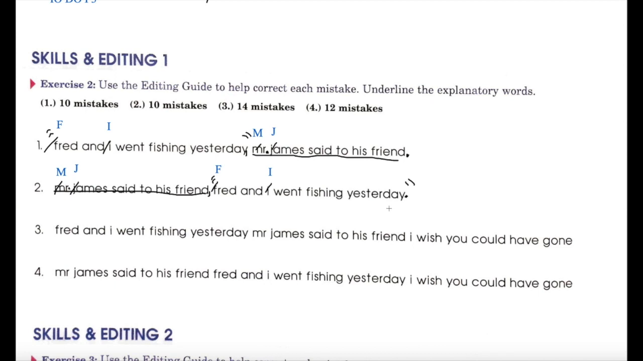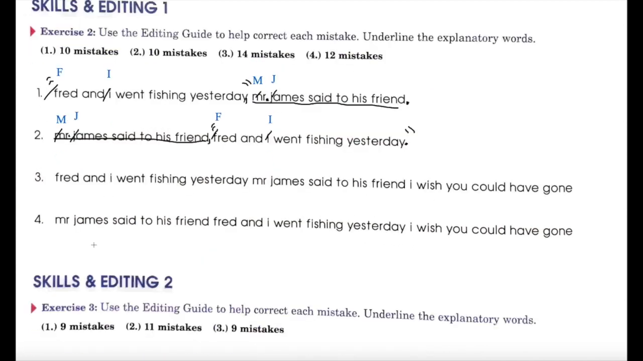All right, and let's see, do we have everything? Let's count our mistakes. We should have 10. 1, 2, 3, 4, 5, 6, 7, 8, 9, 10. All right, we do. Number 3, Fred and I went fishing yesterday.